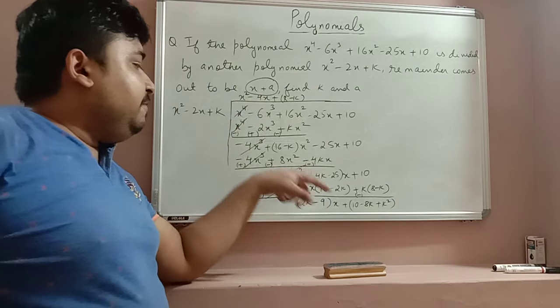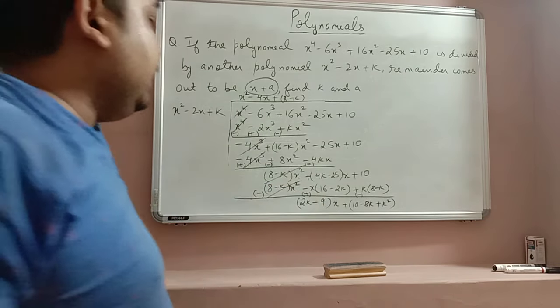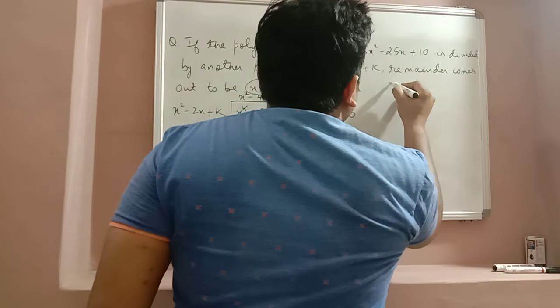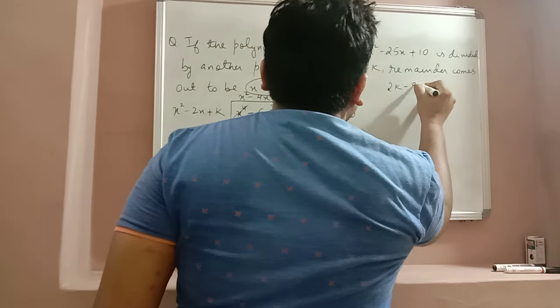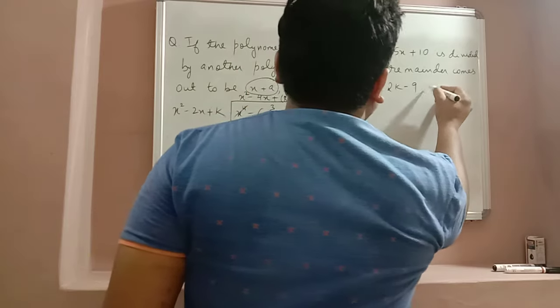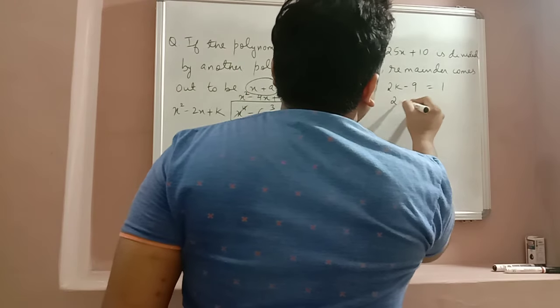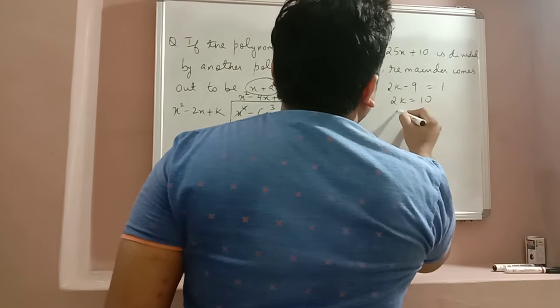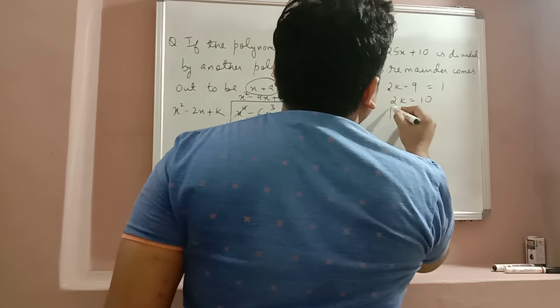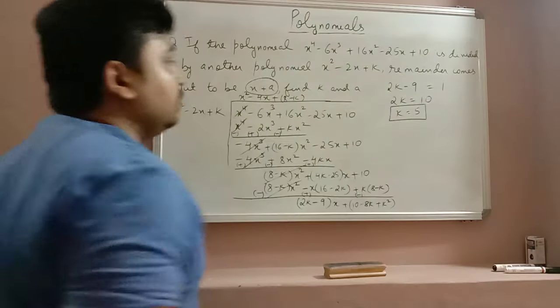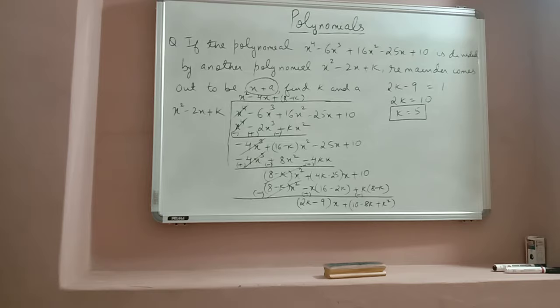Alright. If we compare this with x plus a, I will get 2k minus 9, the coefficient of x, equals to 1. So 2k equals to 10, k becomes equal to 5. So I got the value of k as 5.